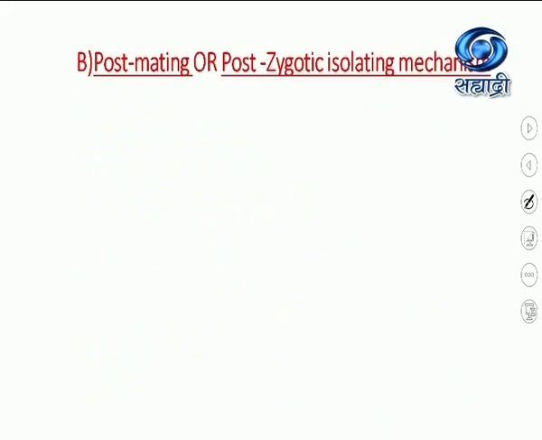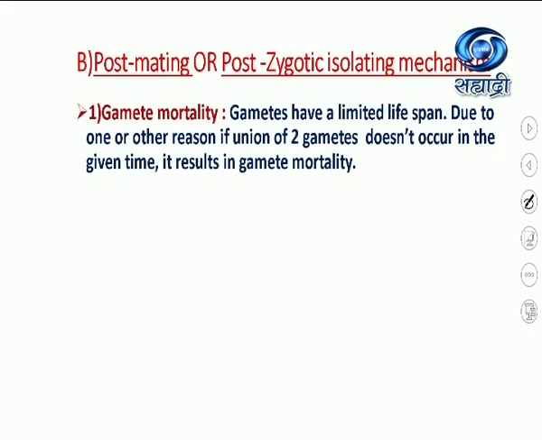Now we will study about post-mating or post-zygotic isolating mechanism. Gamete mortality. Gametes have a limited lifespan. Due to one or other reason, if union of two gametes does not occur in a given time, it will result into gamete mortality. In this case, the organisms are staying in the same habitat. The time of maturation is the same. They are attracted towards each other, but their gamete mortality time is different. It is having a limited lifespan, and though they are mating with each other, if the union of gametes does not occur in a given stipulated time, it results in gamete mortality.